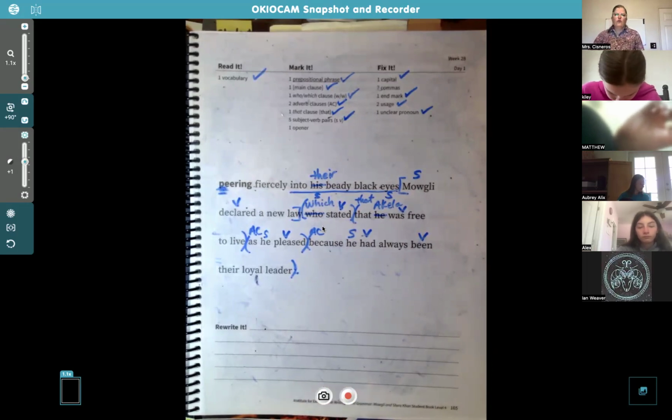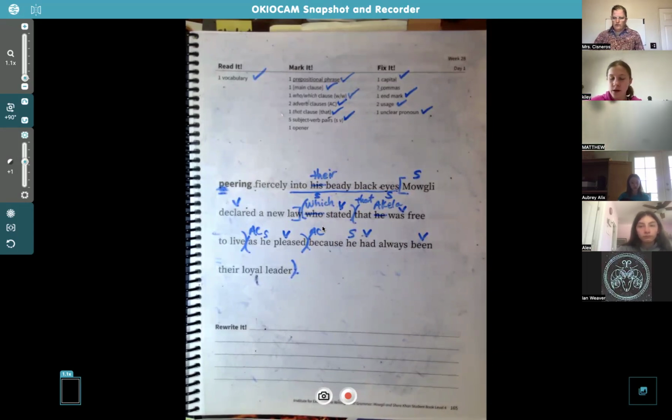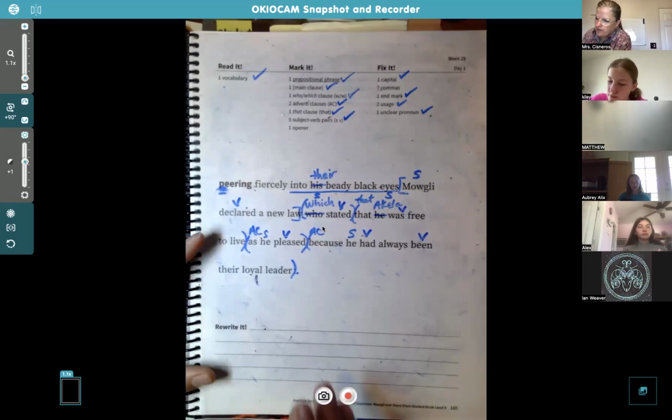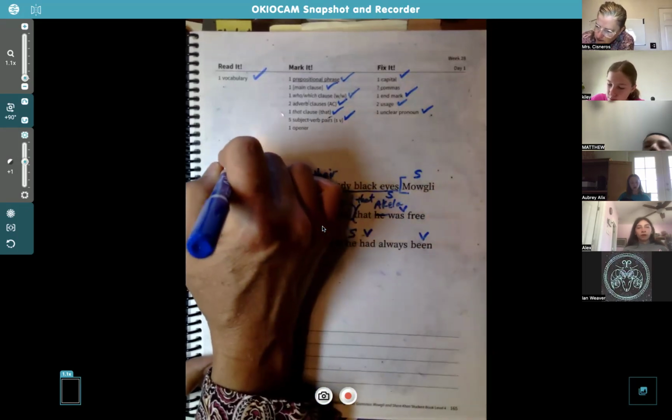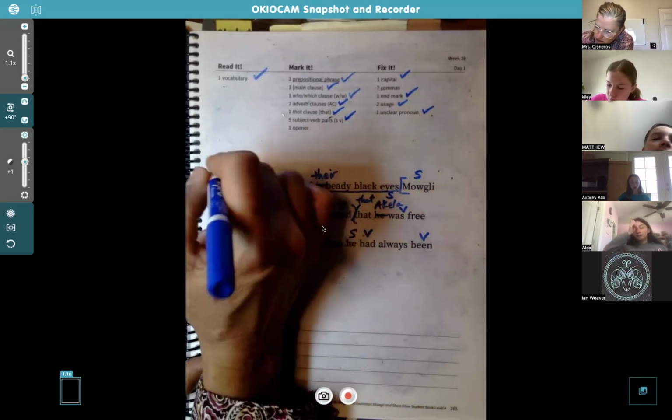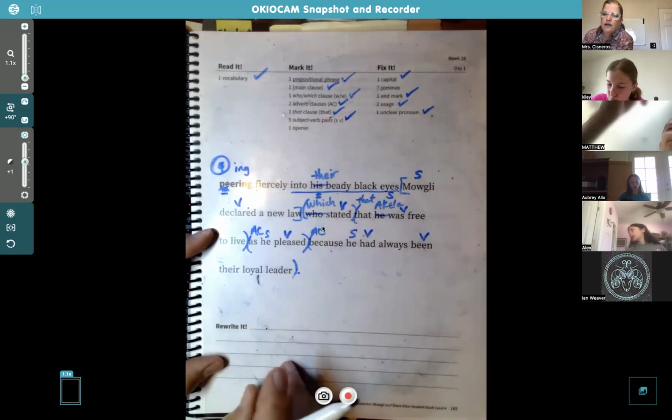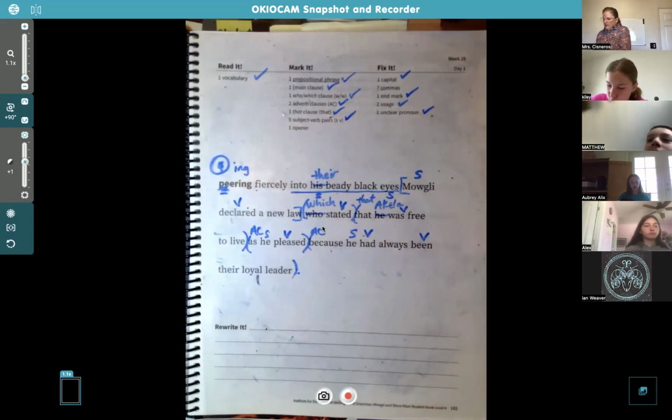If you guys forget your openers, you can always look back at the front of the book. Remember that little list I showed you? Peering. I'm sorry, it's an ing opener. Do you remember what number it is? I don't know. It's a 4. What page is that again? I don't remember the page.